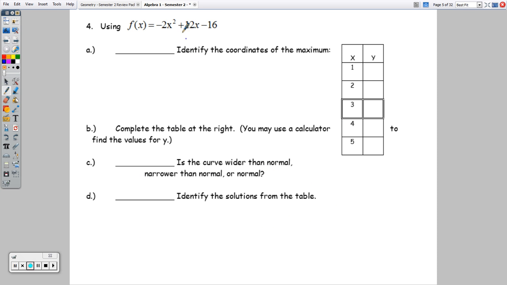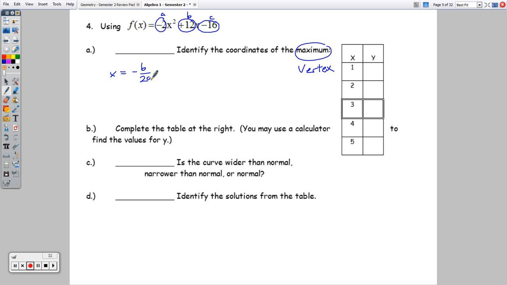Let's take a look at number 4. So here, using this equation, we're going to identify the coordinates of the maximum. So we're thinking vertex when we see maximum or minimum with these kinds of problems, with quadratic problems. So I'm going to use that -b/2a idea again. Here you have your a. It always includes the sign, so be careful to include those negative signs if they are negative.